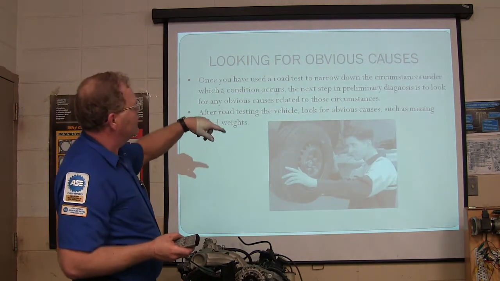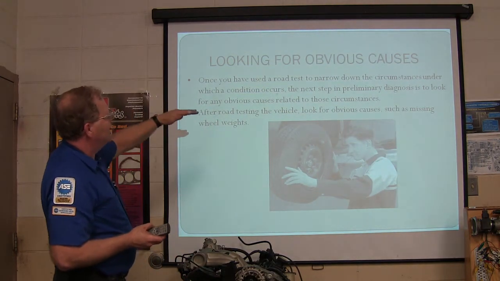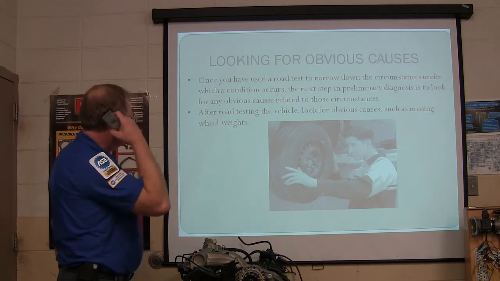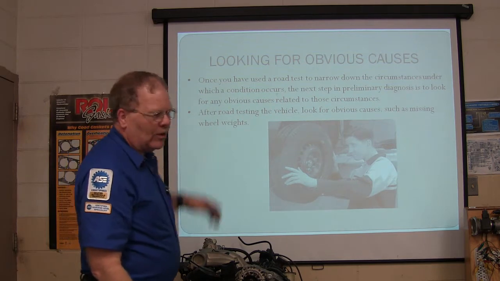Now once you've used the road test to narrow down the circumstances, the next step in preliminary diagnosis is to look for any obvious causes related to the circumstances. Look for things like missing wheel weights.